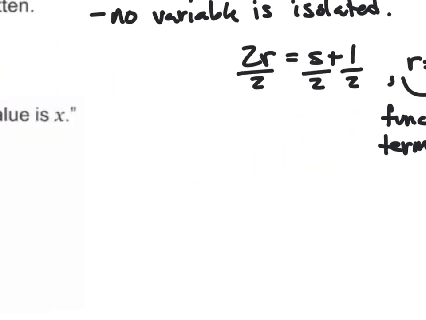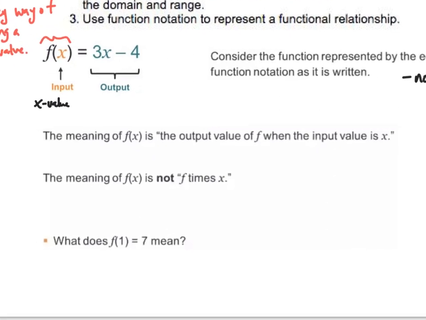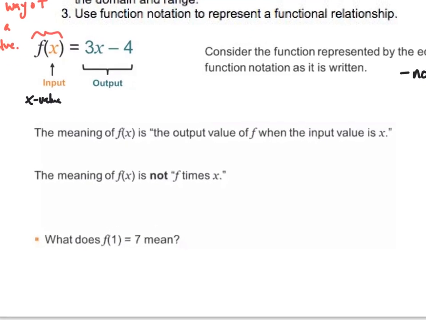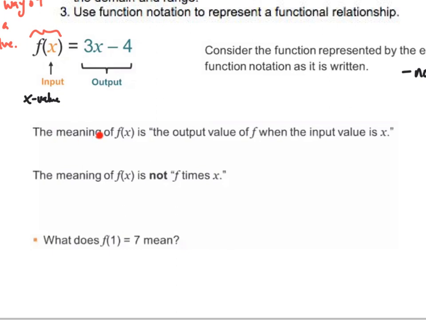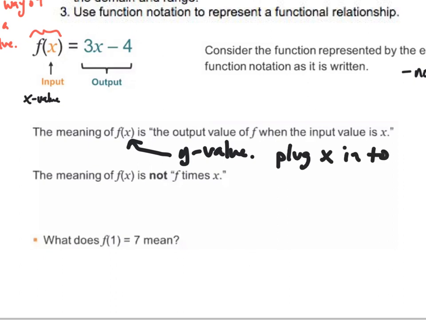All right, let's move on. So back over here when it says the meaning of f of x is the output value of f when the input value is x, basically what this means is that this is a y value, and that we plug x in to see what the y value is.